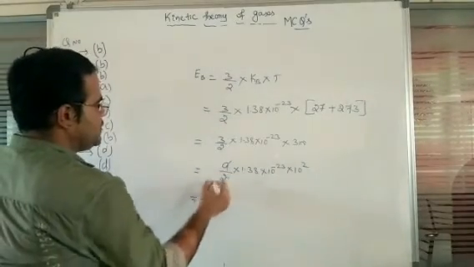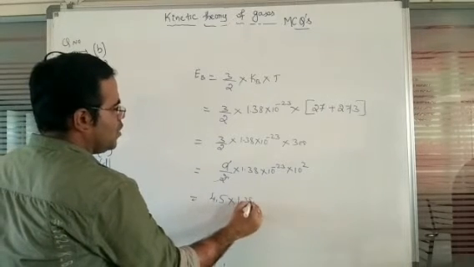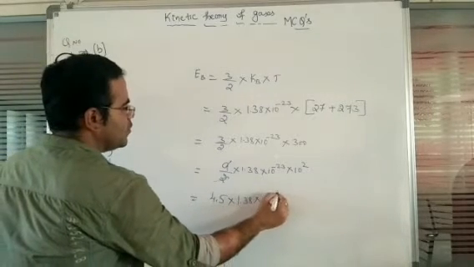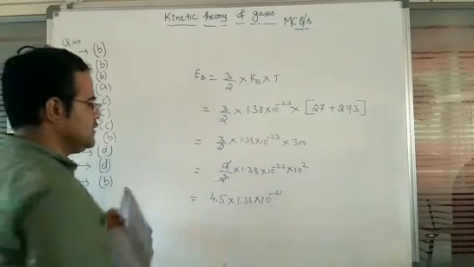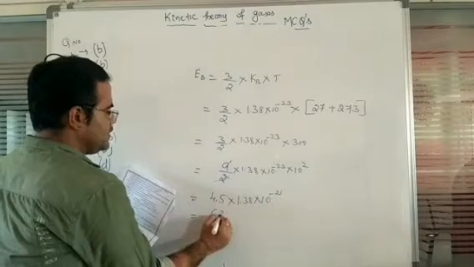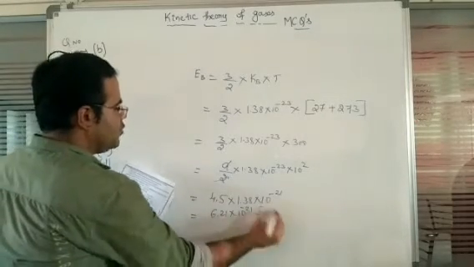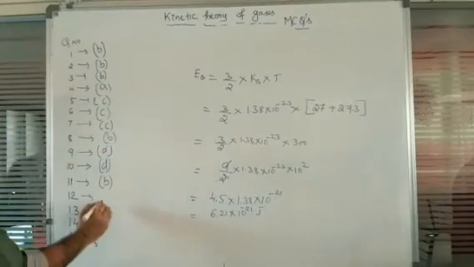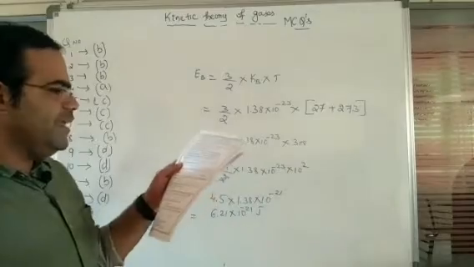If you simplify, we can write 4.5 into 1.38 into 10 to the power of minus 21. Just to see the options here, when we observe, this will be 6.21 into 10 to the power of minus 21 joules. So the option for question number 12 will be option D.